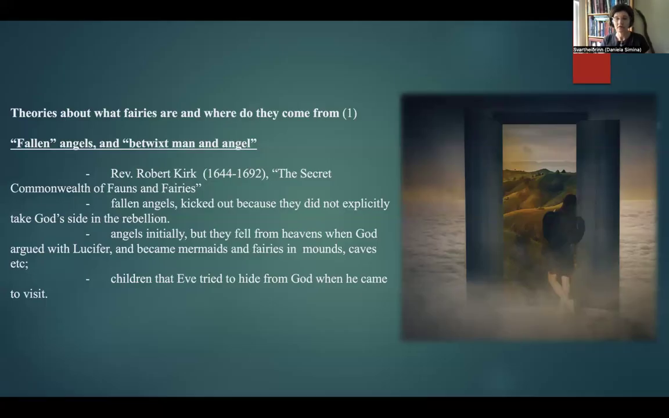As the story goes, those who landed in water became mermaids, and those who reached the ground went into mounds and caves, and they became the land spirits, land-bound fairies, as they appear in lore and folklore later on. A third variation, still biblical based, is where we have this betwixt man and angel.